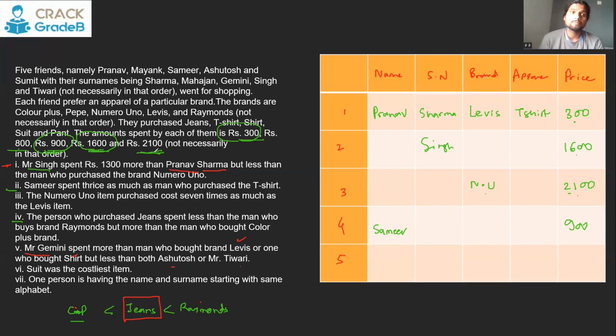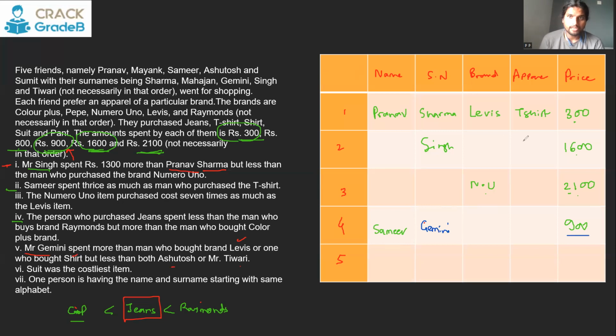There are 5 prices: 2 more, 2 less. That means the price which is in the middle, that is 900, belongs to the person who is Mr. Gemini. So this person, Samir, has to be the Gemini. The surname of Samir has to be Gemini because he is more than 2 persons and lesser than 2 persons.